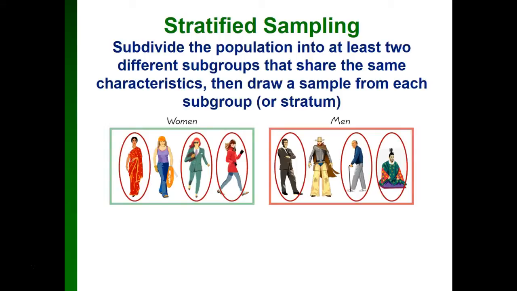The next type is stratified sampling. For this method, we subdivide the population into at least 2 different subgroups that share the same characteristics. Then we draw a sample from each subgroup. So in this picture, the population is divided into women and men, two different groups, and then individuals are randomly selected from each group.